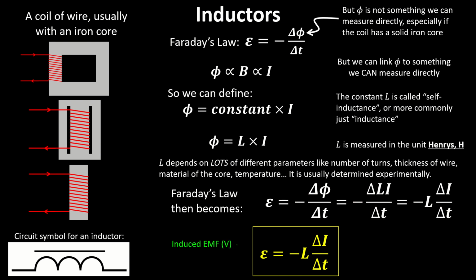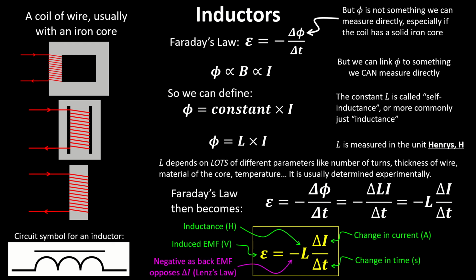Okay, so the terms in here, we've got the induced EMF, I should say actually back EMF in that case, is equal to negative of the inductance multiplied by the change in current divided by the change in time. Okay, and so in this case, we're just representing the change in flux is proportional to the change in current, and L is the constant that relates them. And also remember that negative sign is there. It's negative because the back EMF always opposes the change in current. So if the current is increasing, the EMF is trying to slow that down.